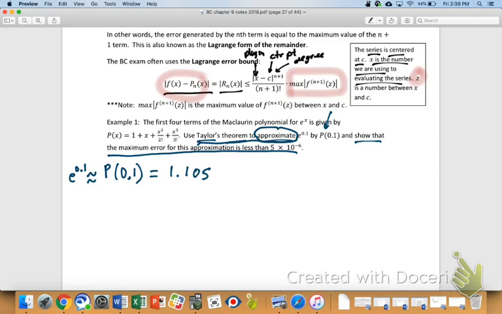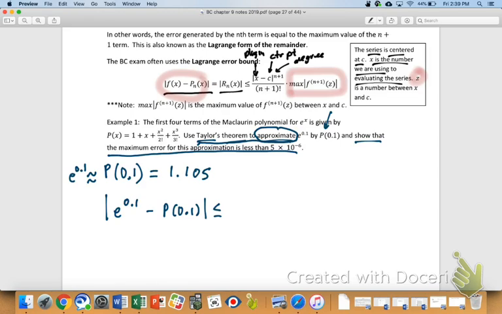I'm going to say something like e to the 0.1 minus p of 0.1. That's my error, right? Actual value minus what I just found for my approximation. That's my error, is less than or equal to. So the first part is really formulaic. It's the absolute value of x minus c to the n plus 1.